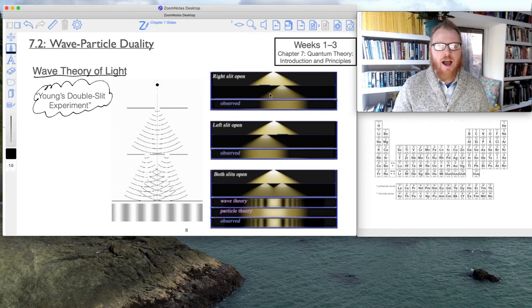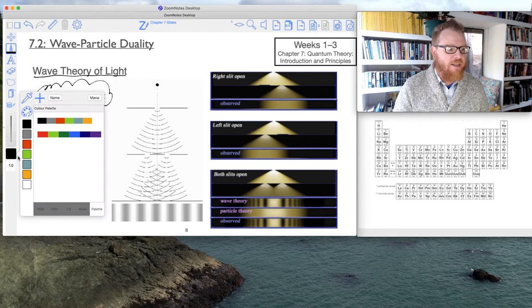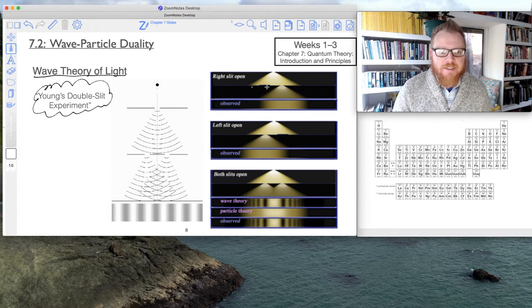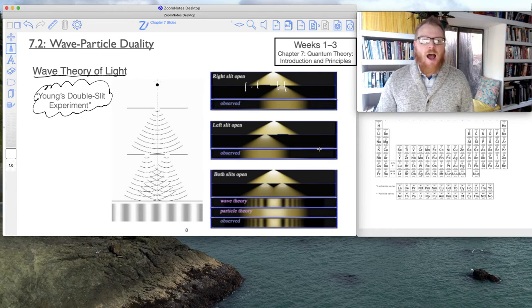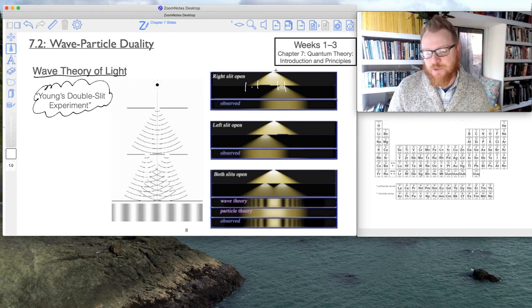So we have this double slit. I'll see if I can annotate this. So here is an opening, and here is an opening. So there's our double slit, right? And of course, there's a source of photons up here, a light source. And that light source, as it comes through, it's broad.